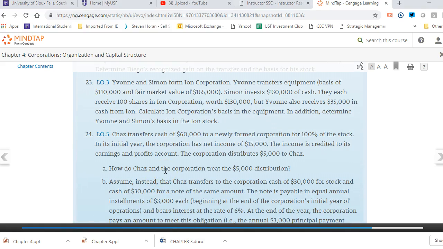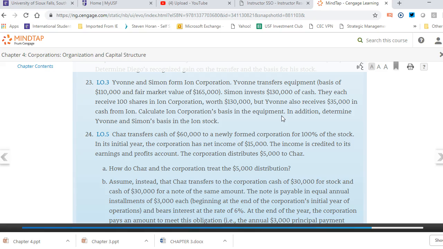Yvonne and Simon form Ion Corp. Yvonne transfers equipment, basis of 110, fair value of 165. Simon invests 130 of cash. They each receive 100 shares of the company, so 50-50, worth 130. But Yvonne also receives 35,000 in cash back from Ion. So in the chapter, they call that boot. Okay, so the same kind of deal here. Calculate Ion Corp's basis in the equipment, and then what is Yvonne and Simon's basis in the stock?